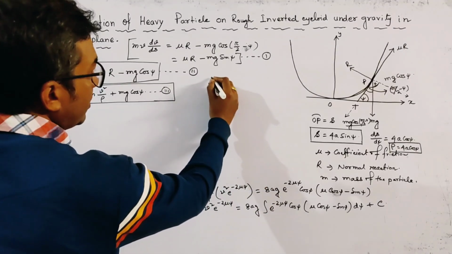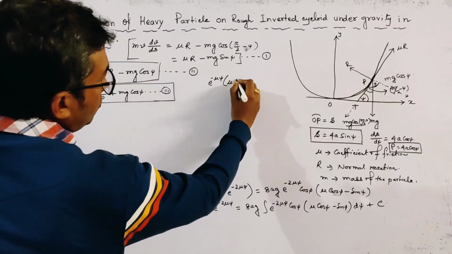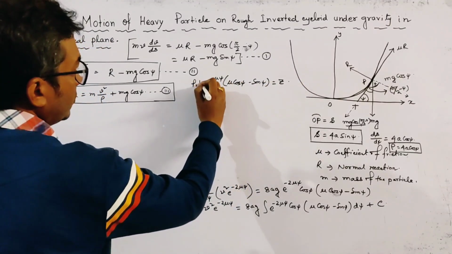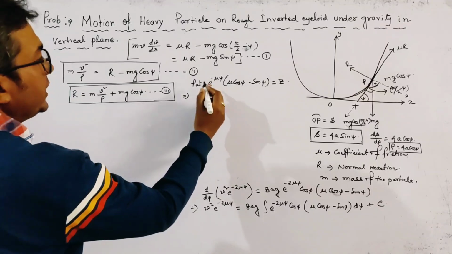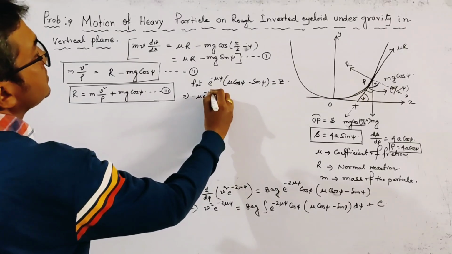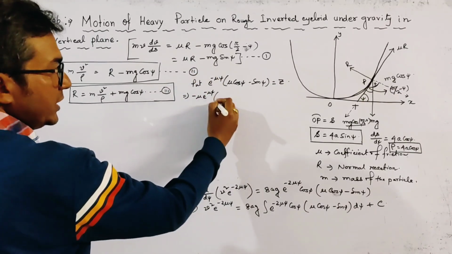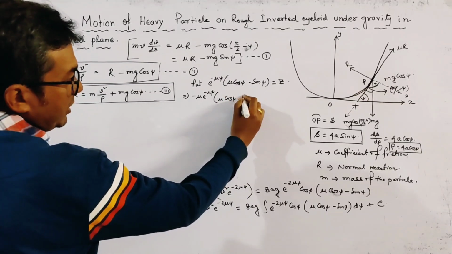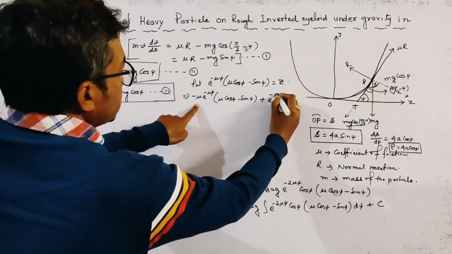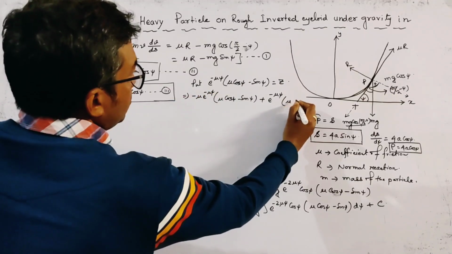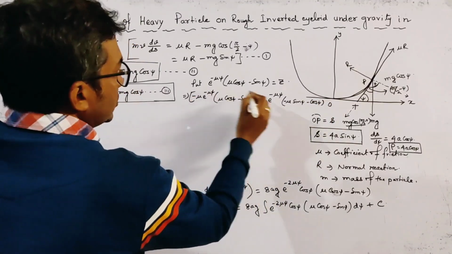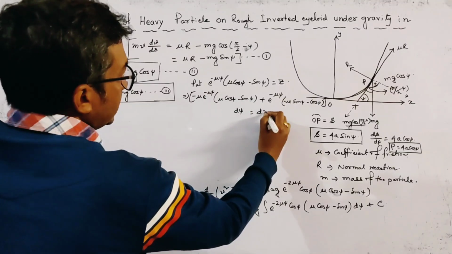This is given by e to the power minus mu psi into (mu cos psi minus sin psi), and this is equal to z. We put it here. Okay. Now if we differentiate this relation, we get minus mu e to the power minus mu psi into (mu cos psi minus sin psi) as the first term, and the second term is plus e to the power minus mu psi into (minus mu sin psi minus cos psi) d psi, and this is equal to dz.